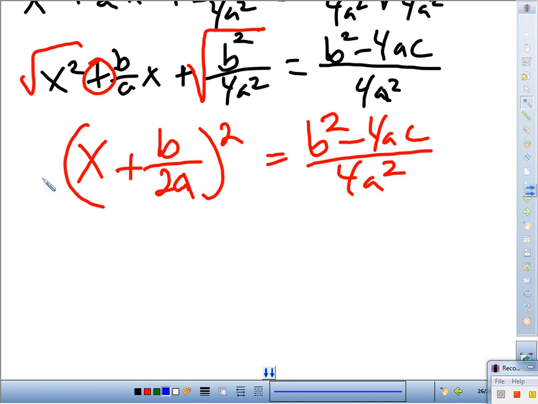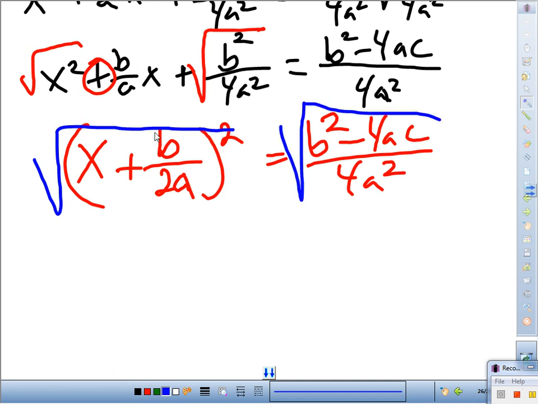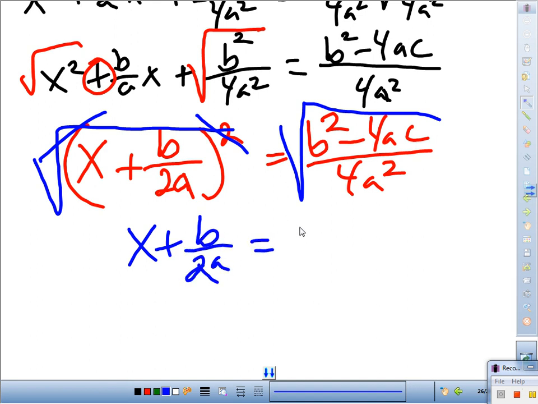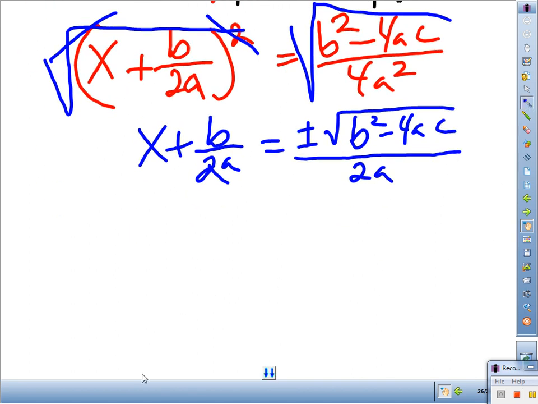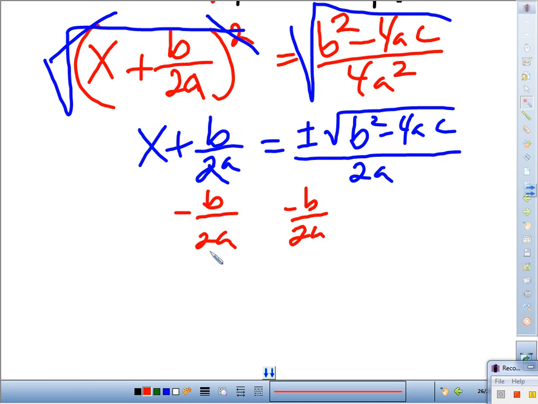Okay, here we go. Square root of this side. Square root of this side. This cancels this. You should have written x plus b over 2a equals plus minus square root of b squared minus 4ac, and the denominator became what? 2a. Hands if you got that. All right. And last, we need to solve for x. To leave x by itself, I do what? Subtract b over 2a. Finish it off. You should end up with two fractions. And then from there, simplify the fractions to one and get your quadratic formula.